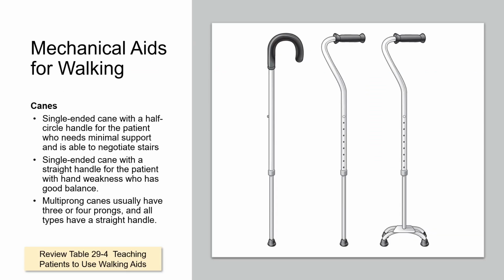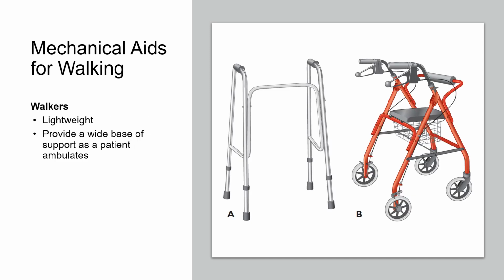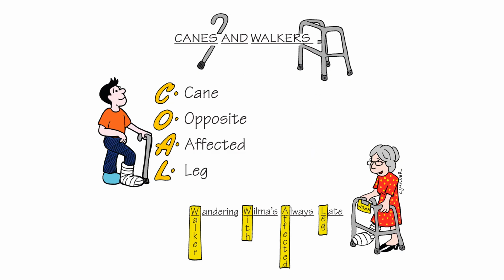There are lots of devices that could be used. There are canes here in the picture. You can read about those more, it just depends on the level of assistance that the patient needs. Walkers, these are lightweight. Some are fancier than others. This one on the right has a little seat that the patient can sit on if they get fatigued. Here are some mnemonics for you to remember which leg goes first with what device.